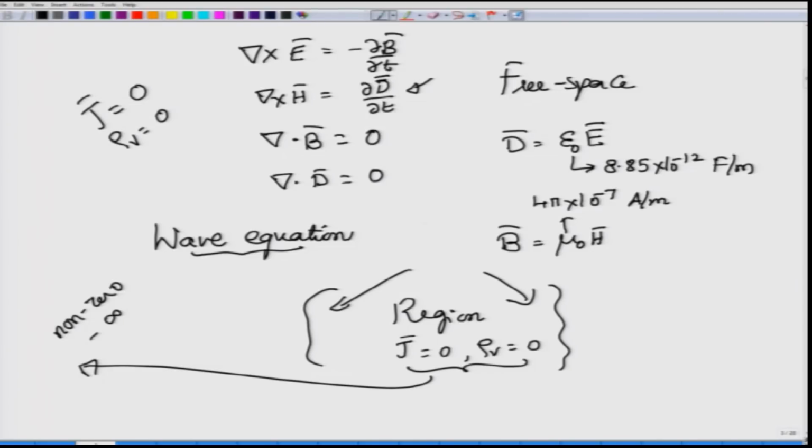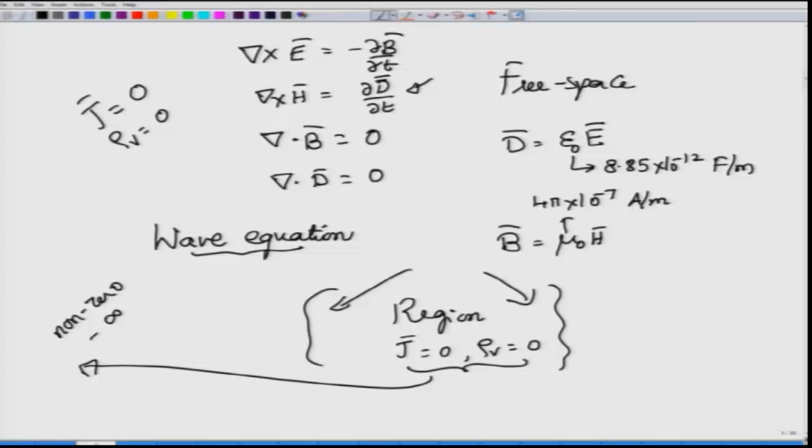However, we do assume that they are non-zero, but not in the region where we are considering, but very far away from that, that is at minus infinity or plus infinity, whatever distance you want. We will keep minus infinity as a simple reference point. At this point very far away, these quantities J and rho v are possibly dependent on time. In fact, they should depend on time, and then we ask this question: what happens to the electric and magnetic fields, that is the E field and the H field? As I told you yesterday, we are going to talk about E as the electric field and H as the magnetic field. And what happens to these fields?